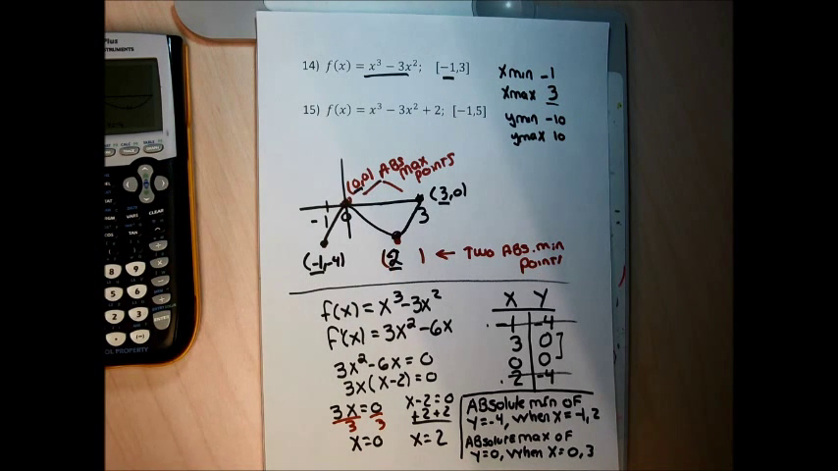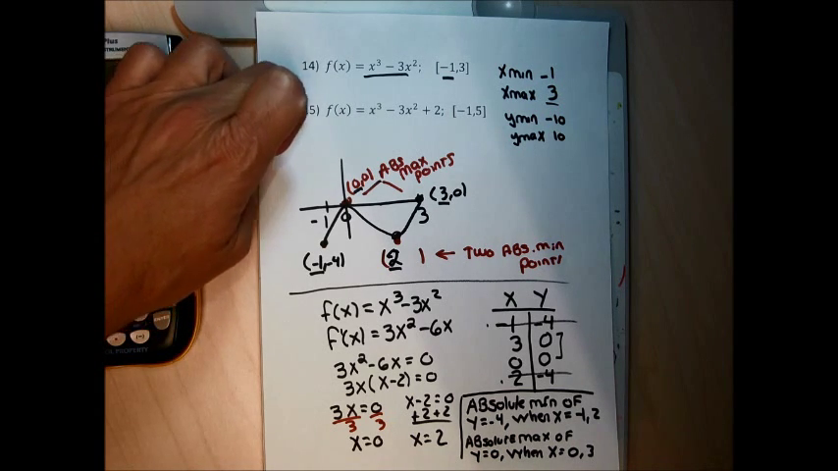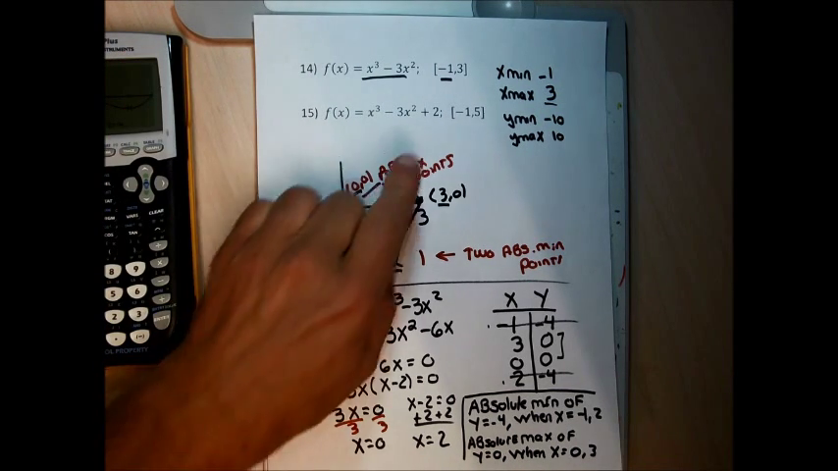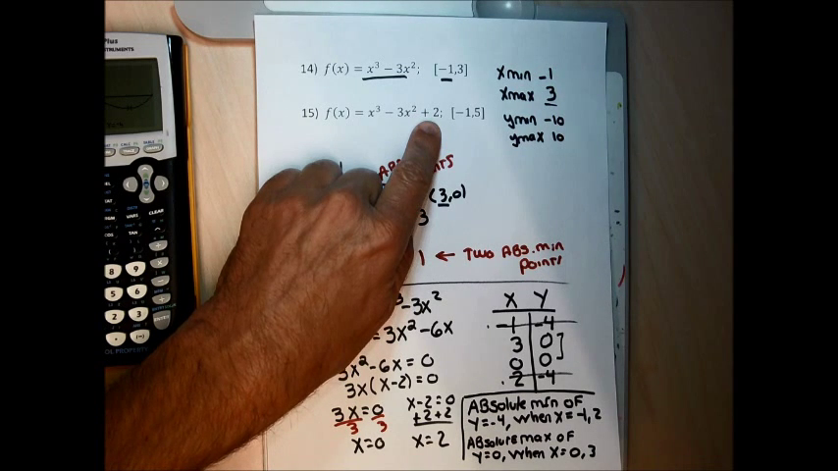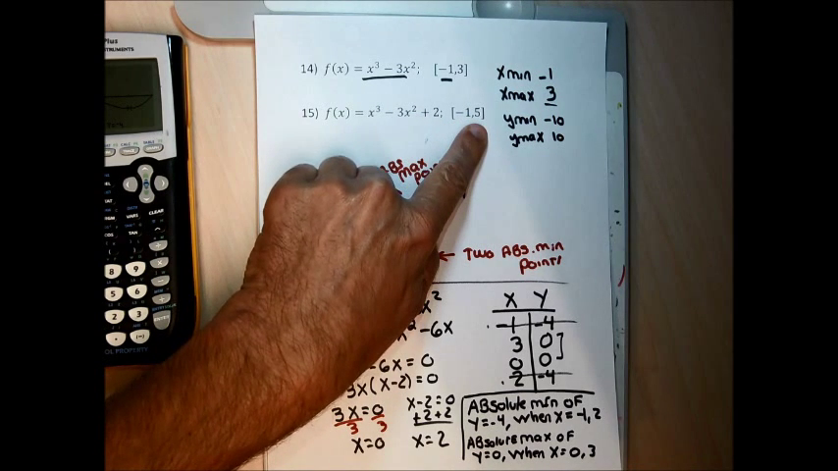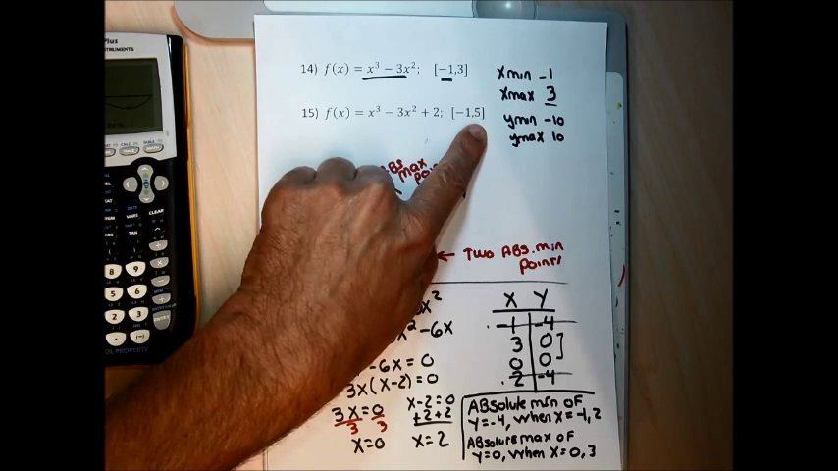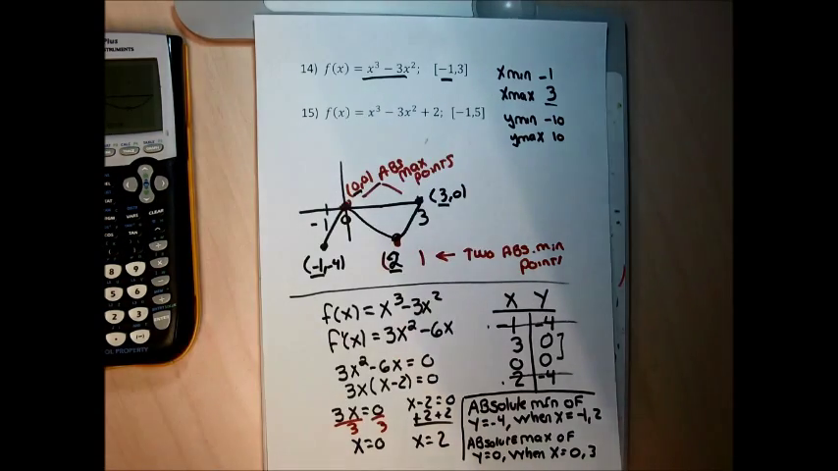Alright, so once you give 15 a try, I'm pretty sure your window for 15 is going to have to be tweaked a little because this plus 2 kind of messes things up a little bit, and the fact that your x max goes out to 5, your y's are going to have to be a lot bigger than my negative 10 to 10s.